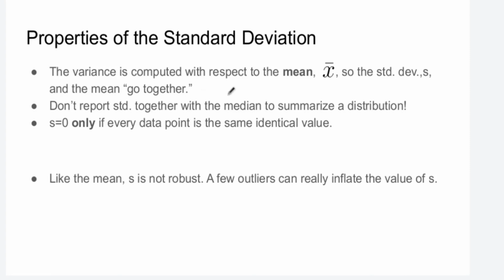Remember, if the data are skewed, we want to use the median and the 5-number summary. And if the data are symmetric, then we can use x bar, the mean, and the standard deviation to summarize that data set. Also be careful that, like the mean, s is not robust. The standard deviation is not robust. And if we have a few outliers, it can really blow up the value of that standard deviation.